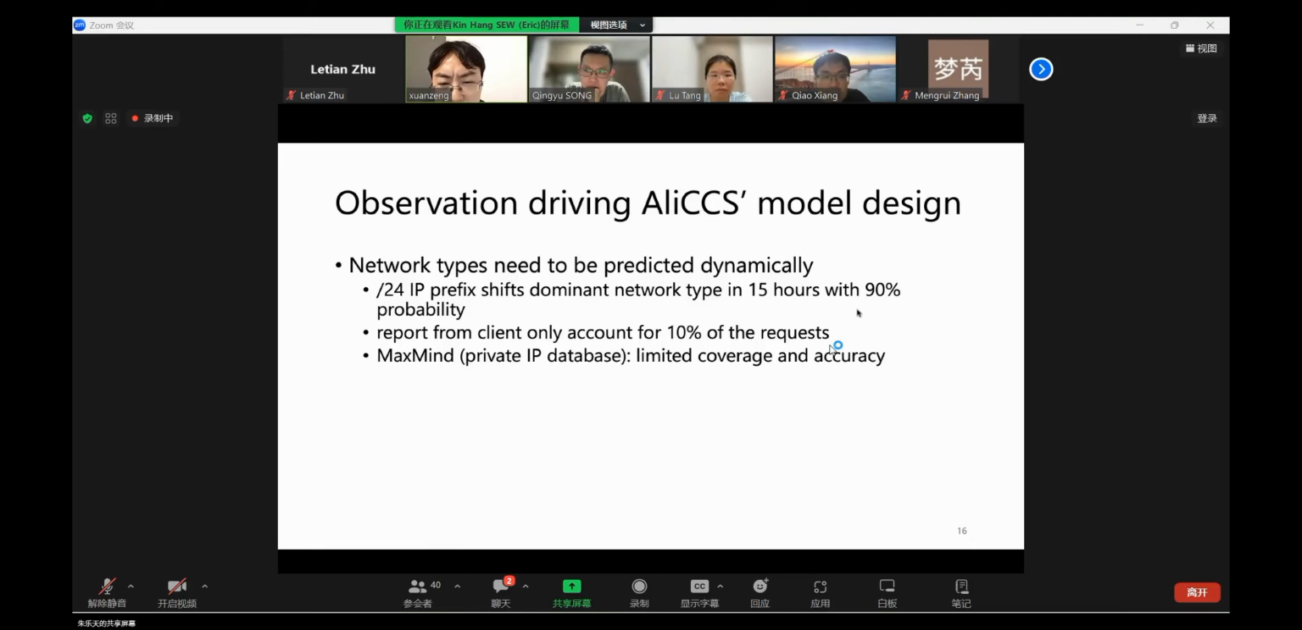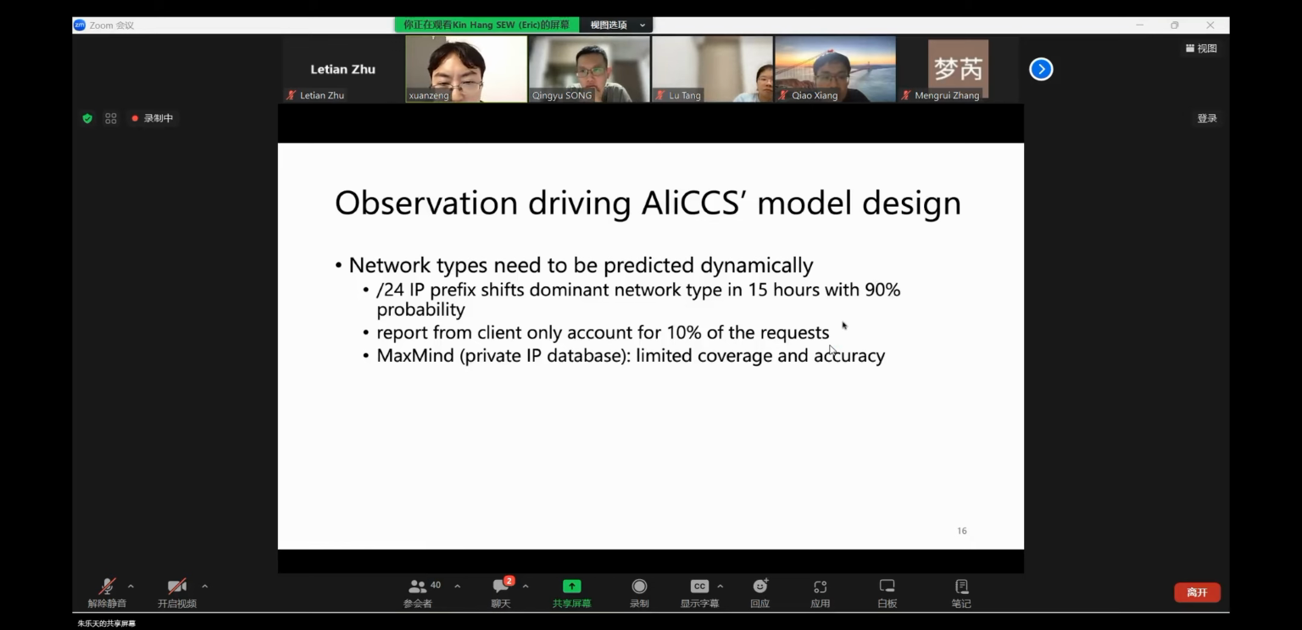And secondly, even if the service providers are willing to collaborate, what we observe is that sometimes, even on the client side, they cannot reliably decide their network type.